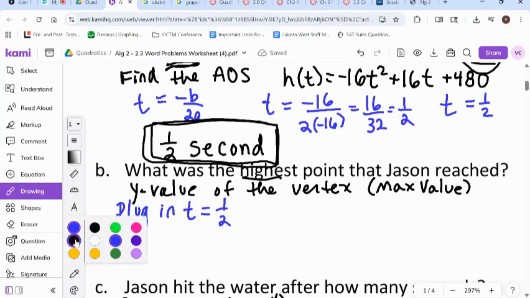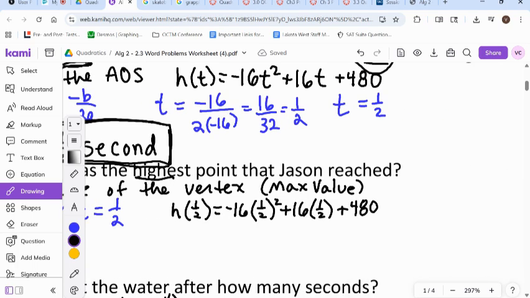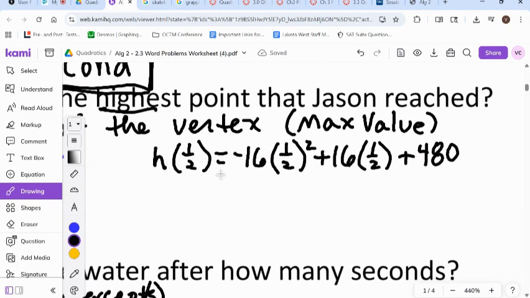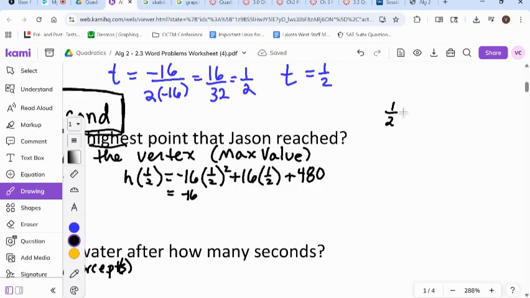So I'm going to do h of t. I'm going to do h of 1/2 equals negative 16 times 1/2 squared plus 16 times 1/2 plus 480. Again, you can use your calculator to find this. I'm going to do it by hand. To do 1/2 squared, I'll work over here. 1/2 times 1/2. We just multiply fractions straight across. We get 1 over 4.